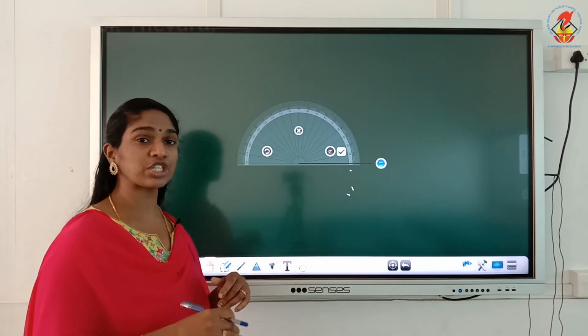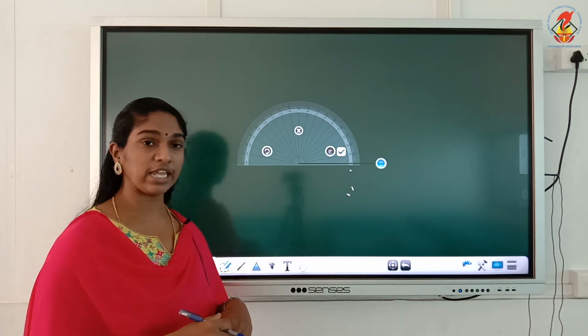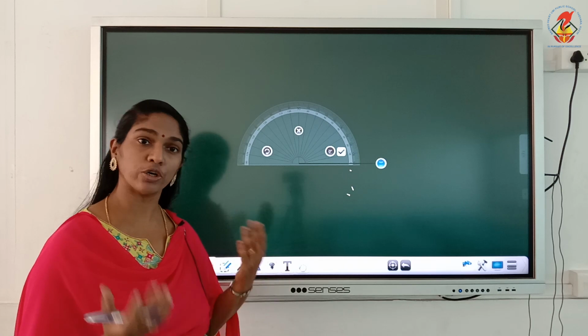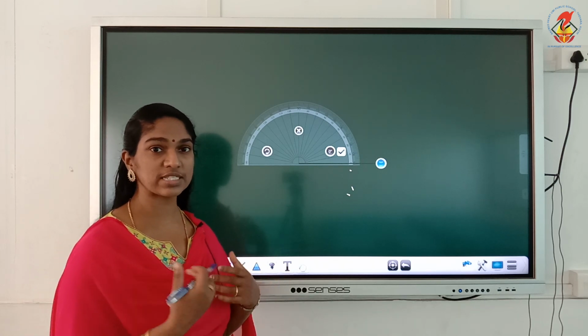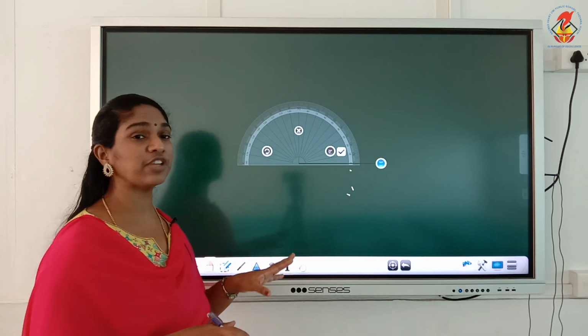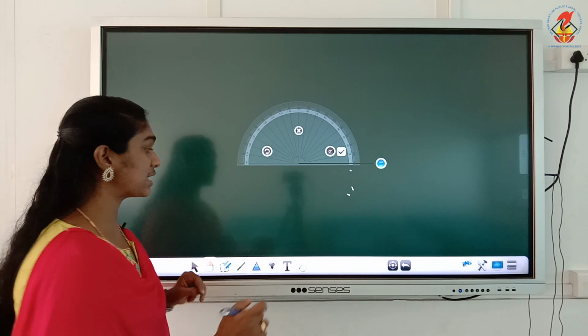Now it is our wish, we can use whichever scale we want. We can either use the inner scale to measure or to draw, or you can use the outer scale to measure or draw. It's our wish. But whenever we are using, we have to see it according to the baseline.